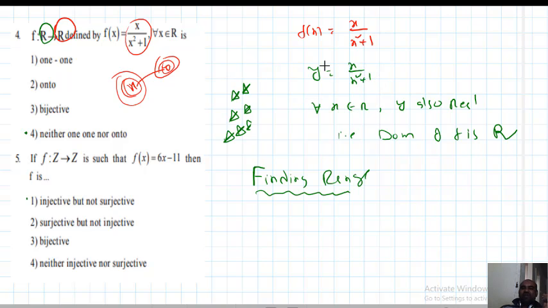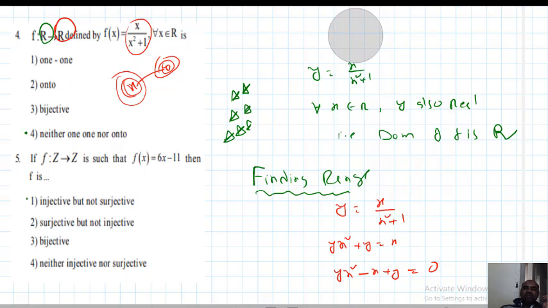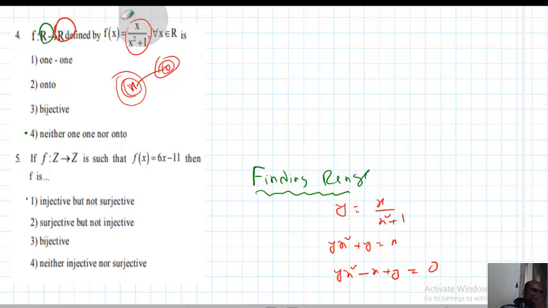So you want to make x the subject here. That's why y is taken as x by x square plus 1. From this I want to make x the subject: y x square plus y equals x, or y x square minus x plus y equals 0. I want to write it here only, students. Domain completed. I am finding the range here. This is quadratic in x. Observe, y x square minus x plus y equals 0.